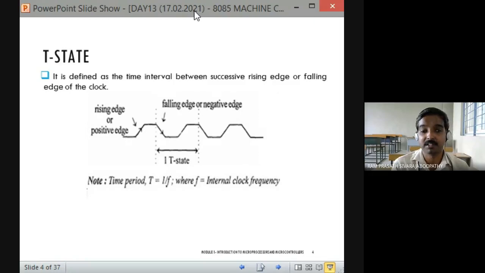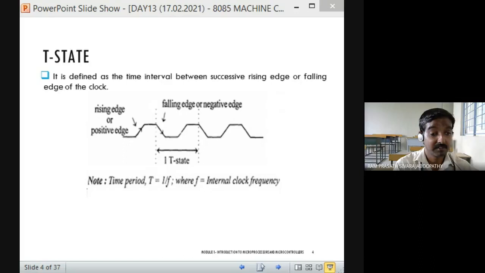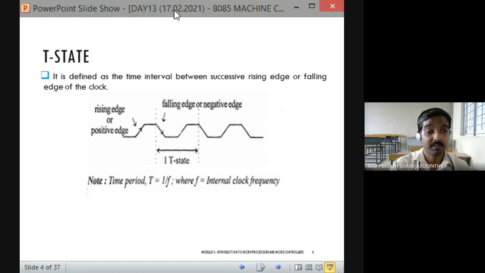What about the time period of the pulse? Can you people type it in the chat? The frequency is 2 megahertz. What about the time period? If my microprocessor is operating at 2 megahertz, what about the time period?